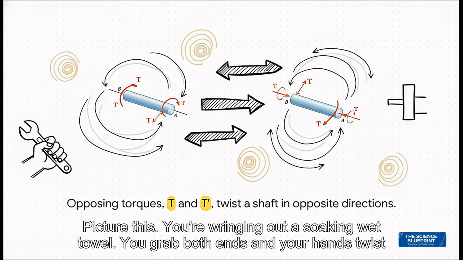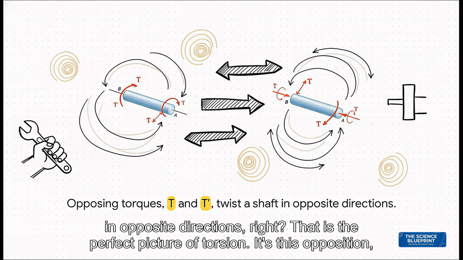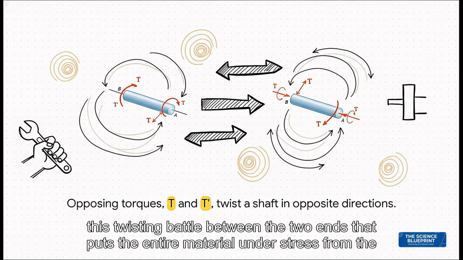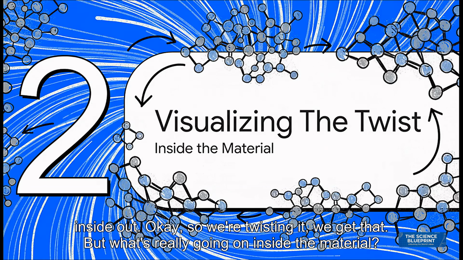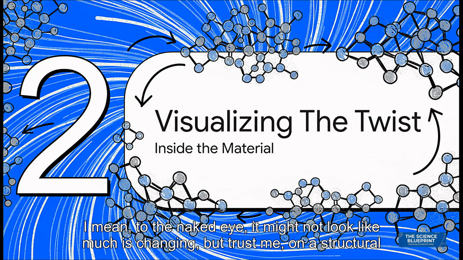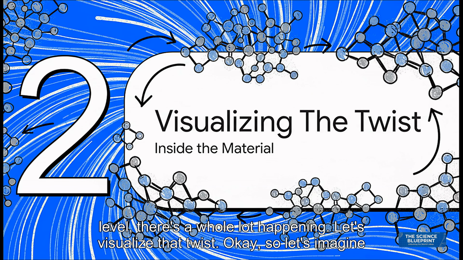Picture this. You're wringing out a soaking wet towel. You grab both ends and your hands twist in opposite directions, right? That is the perfect picture of torsion. It's this opposition, this twisting battle between the two ends that puts the entire material under stress from the inside out. Okay, so we're twisting it, we get that. But what's really going on inside the material? I mean, to the naked eye, it might not look like much is changing. But trust me, on a structural level, there's a whole lot happening.